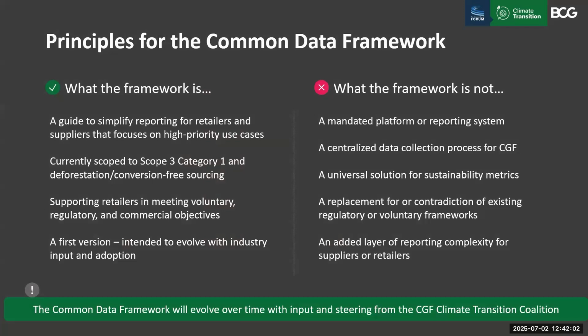The Common Data Framework is structured around a set of core principles. It's a guide to simplify reporting for retailers and suppliers, focusing on high priority use cases. It currently covers Scope 3 Category 1 and deforestation and conversion-free sourcing. These two metrics were prioritised due to purchased goods and services being the largest component of retailer emissions and the tight link between deforestation and emissions alongside widespread voluntary and regulatory commitments. The framework is intended to evolve and expand over time.